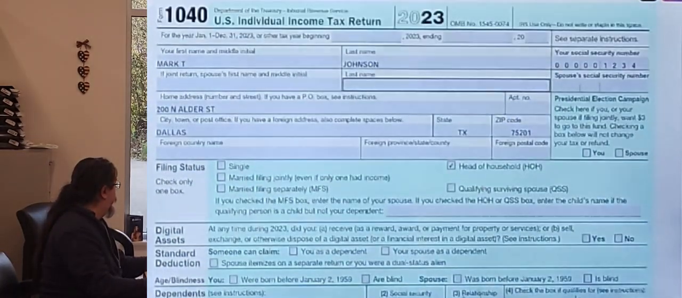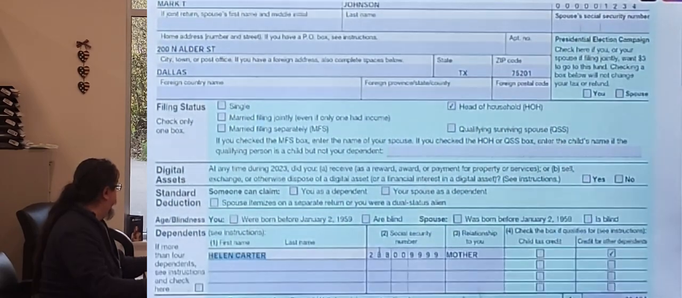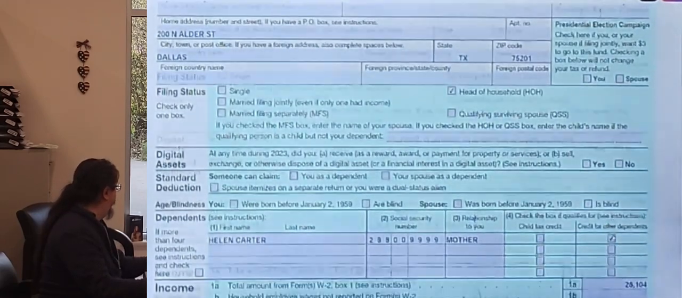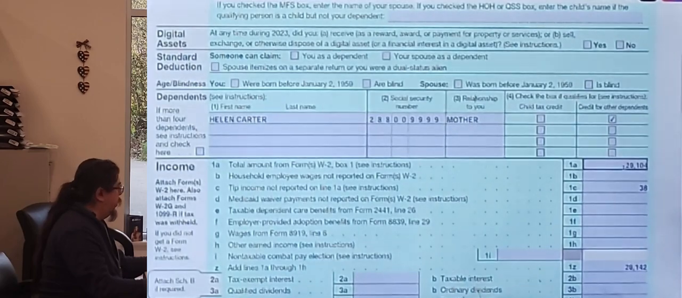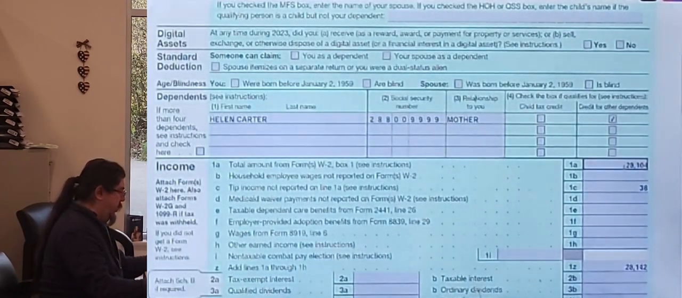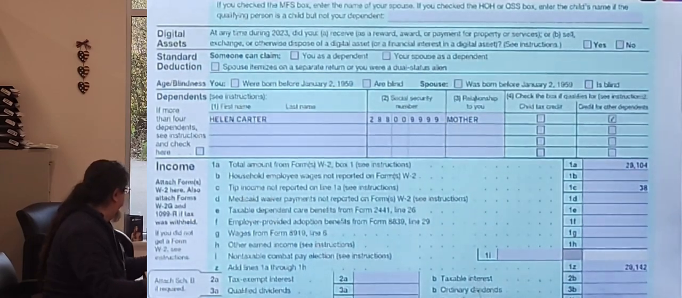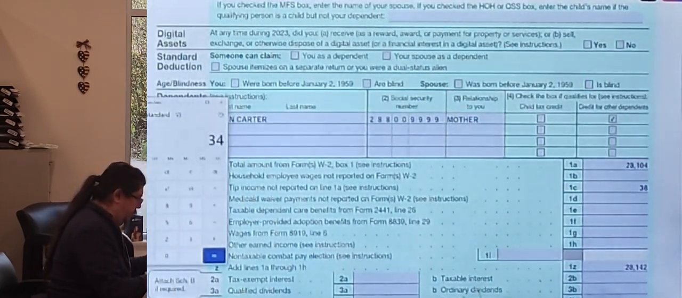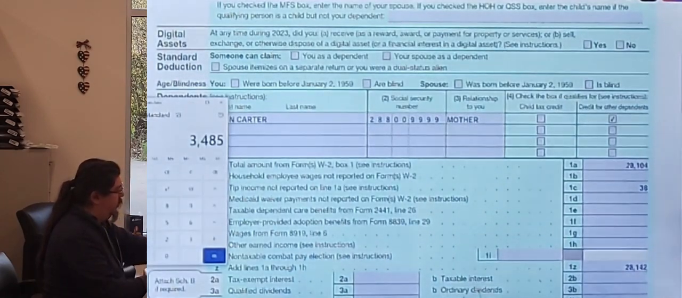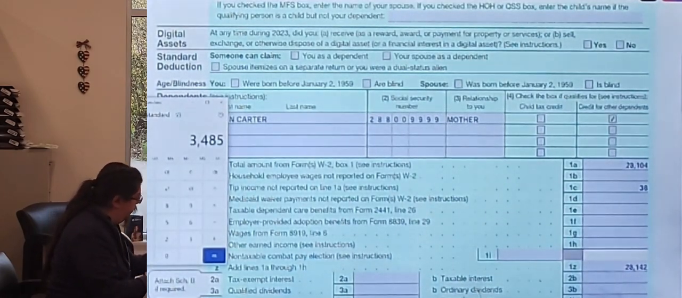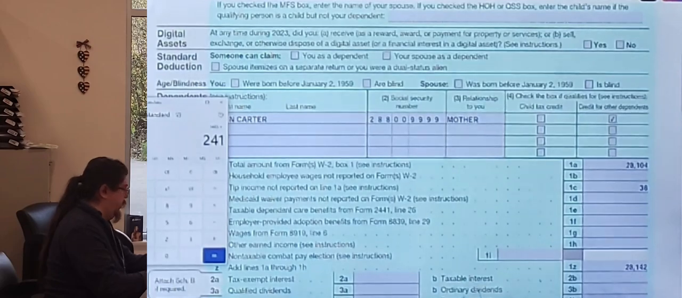So we're going to start off with his name, social security number, address, mark head of household, and list Helen. And even though we haven't got to it yet, we're going to check the box for other dependents because she's not a qualifying child. And then his total amount of wages from the W-2 is going to be $3,485 from the first W-2. And then the second W-2, I don't know if you noticed, but if you turn the page, there's another W-2 there. So we round that one up, $24,619. We get $28,104.